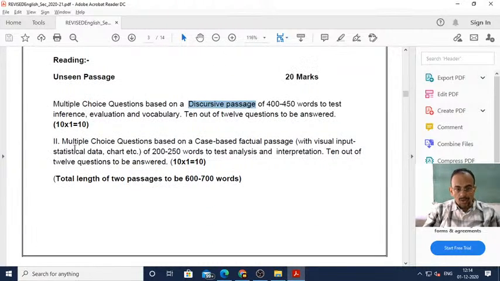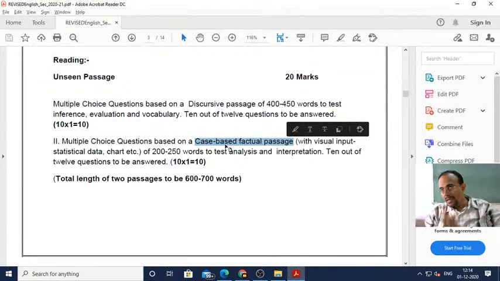The second question will also comprise a passage, but this passage will be a case-based factual passage. Case-based means a passage based on real-life incidents, a research-based passage, or a survey-based passage will be given to you. A topic based on survey or research is what is called a case-based factual study.